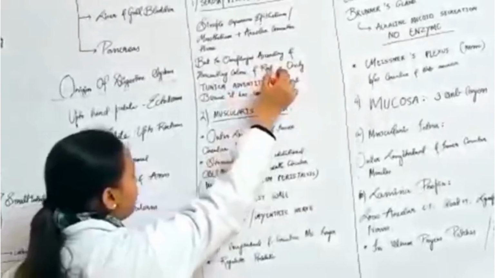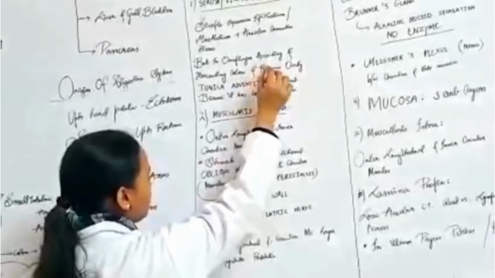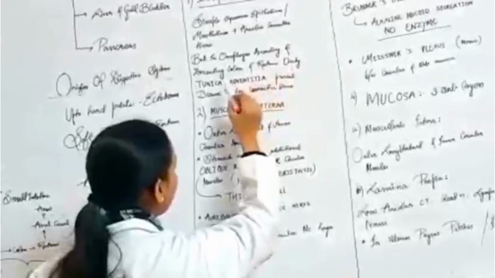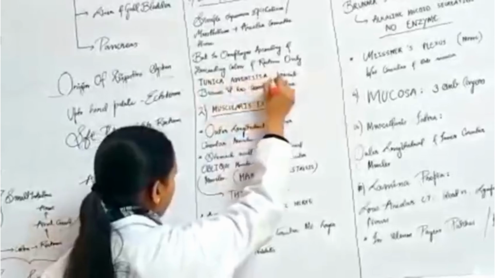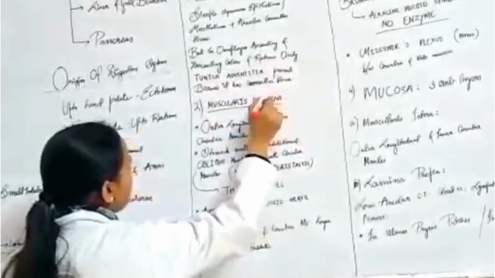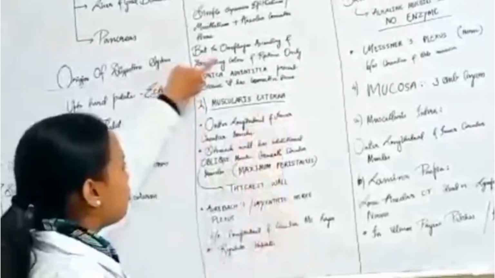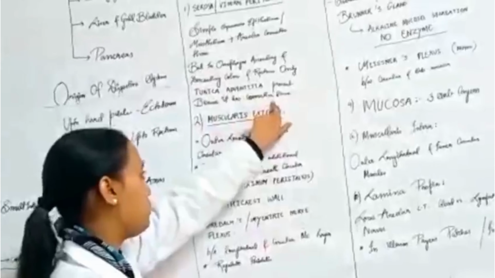But in the esophagus, ascending and descending colon, and rectum, it includes the tunica adventitia, present because it has connective tissue.